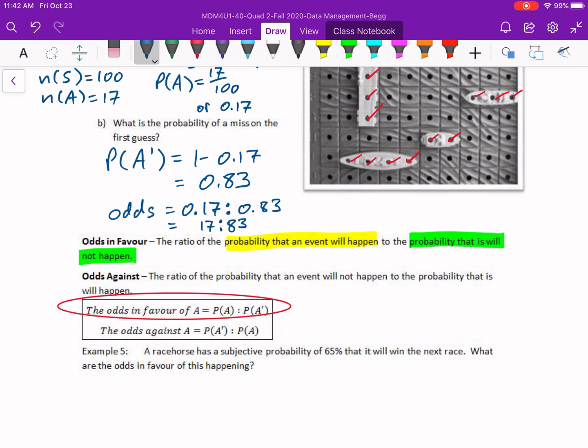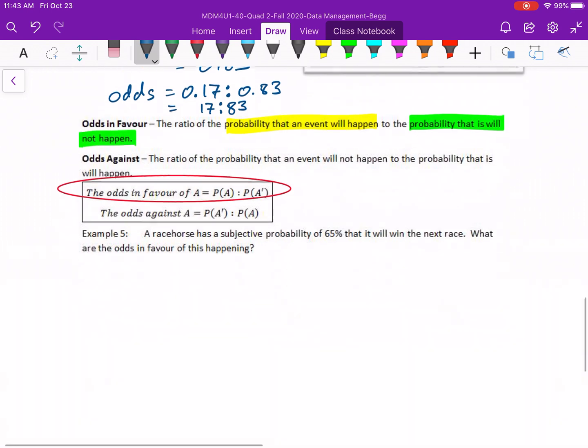Now I could reduce that. 17 goes into 83. It doesn't go in evenly, but it's close to going in 5 times. That's approximately equal to 1 to 5. So I'd have about 1 chance of success for every 5 chances of failure when I'm guessing at where a ship is in Battleship. Let's look at another one.